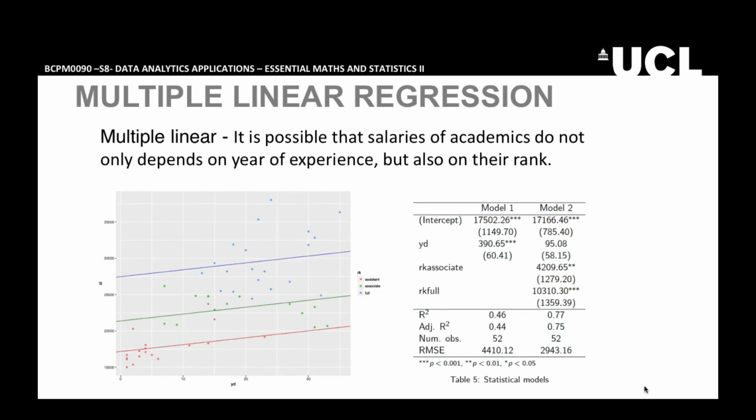However, in a multiple linear regression, the question would be: is it possible that salaries of academics do not only depend on years of experience, but also on their rank? So here we are comparing the years of experience, the ranks by using the colors, and the salary, and observing the statistical significance by using the statistical models.